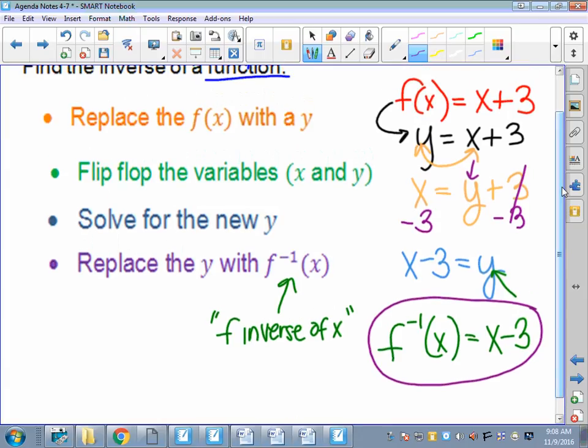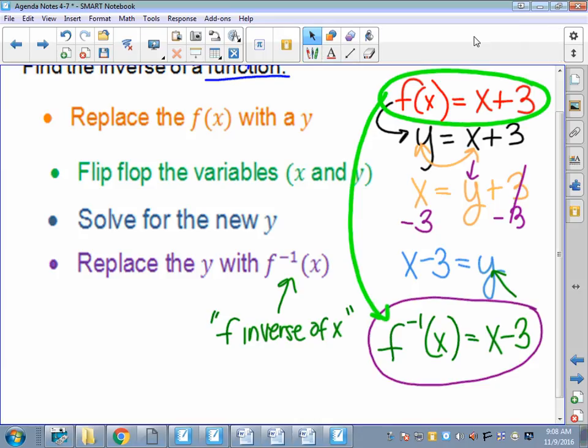So we started with this equation, and this is my inverse. And it all comes down to switching your variables and solving for your new y. That was a simple example I gave you just so that you could see what we were doing. All right, so let's do one more example.